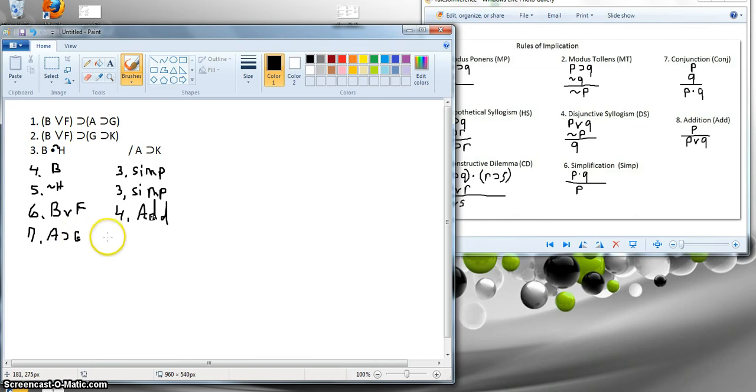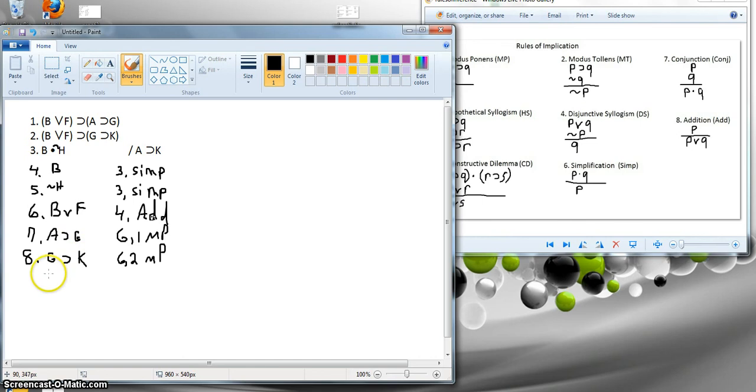Oh, that's supposed to be a G. And that's 6 and 1 modus ponens. Now we can also get if G, then K. That's supposed to be a G, then K. And again, we got that from 2 and 6, or 6 and 2, modus ponens.